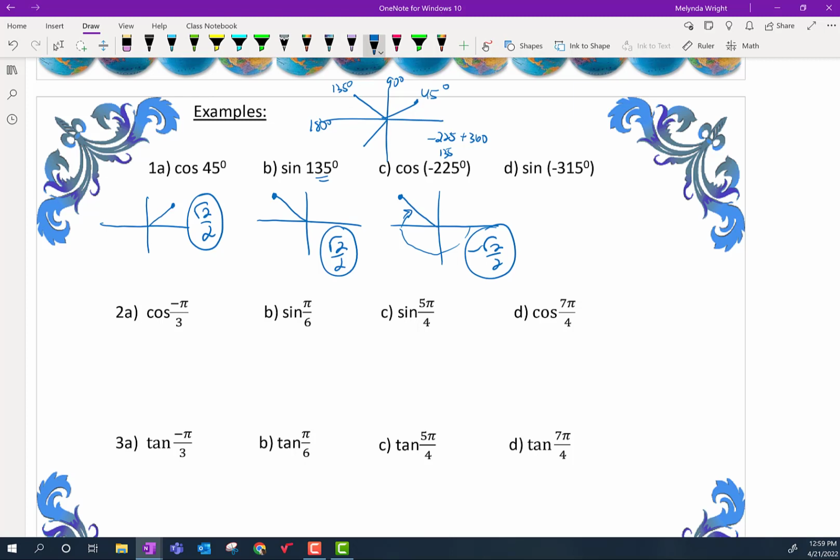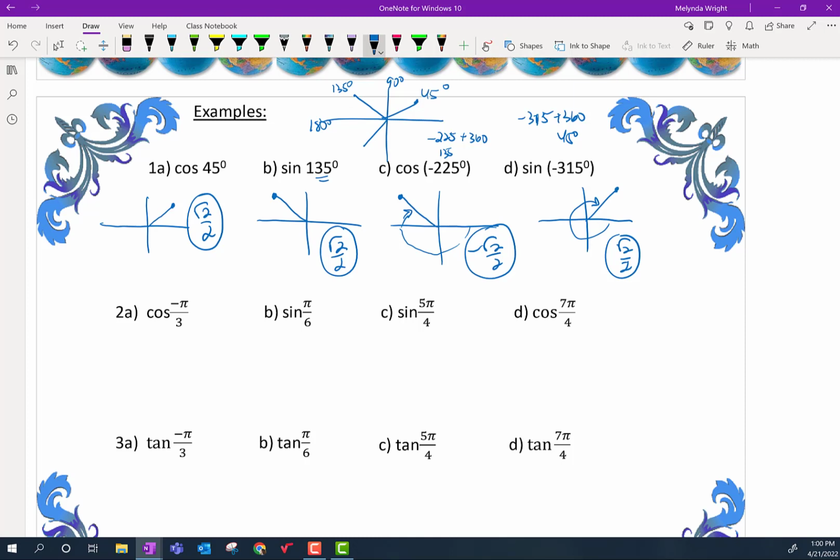All right, last one on this first part. We've got negative 315. Again, if you're comfortable, we'll just rotate around. Negative would be here. If you're not comfortable, just add 360 to it, and that would give me 45 degrees, which puts me right here. So sine in that location is a 45, 45, 90, which would be root 2 over 2.